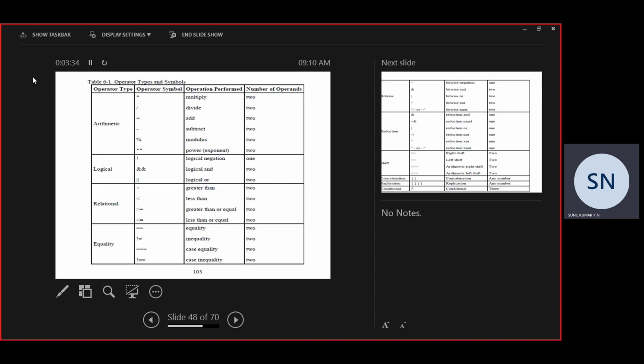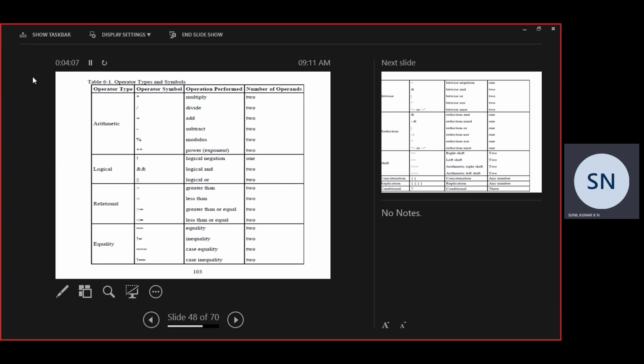Whenever you need to compare one operand with another operand, you require a relation between the two operands, so you use the relational operator. Relational means it can be greater than, less than, greater than or equal, or less than or equal. These are the four different conditions for a relational operator between the two operands. For all these, a minimum of two operands is required.